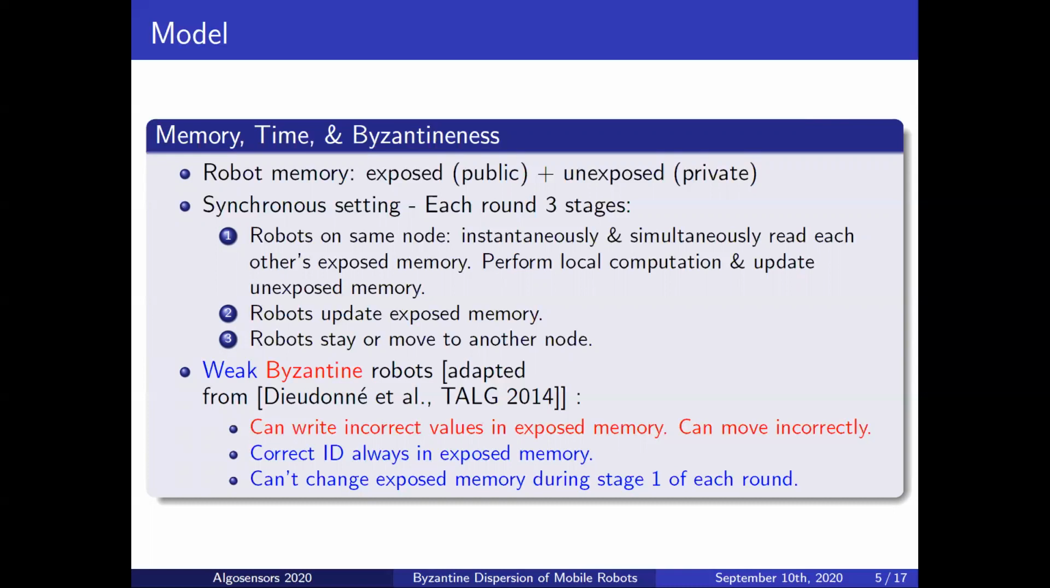Now, coming to what it means to be Byzantine, more specifically weakly Byzantine, well, they're Byzantine because a Byzantine robot can write an incorrect value to its exposed memory, and it can move incorrectly. But why is it weak? Because in the exposed memory of a robot, its correct ID must be there at all times. These robots cannot fake their IDs. Furthermore, during stage 1 of each round, a Byzantine robot cannot change its exposed memory.